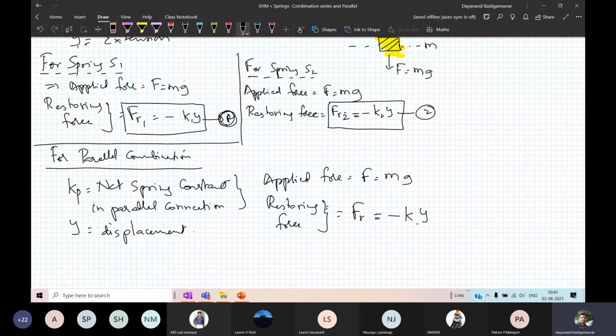Now here it is parallel, therefore I have to write it as Kp. Why? Because for parallel combination, Kp is the net spring constant. It's the net spring constant in parallel connection. So this I will take as equation number 3.